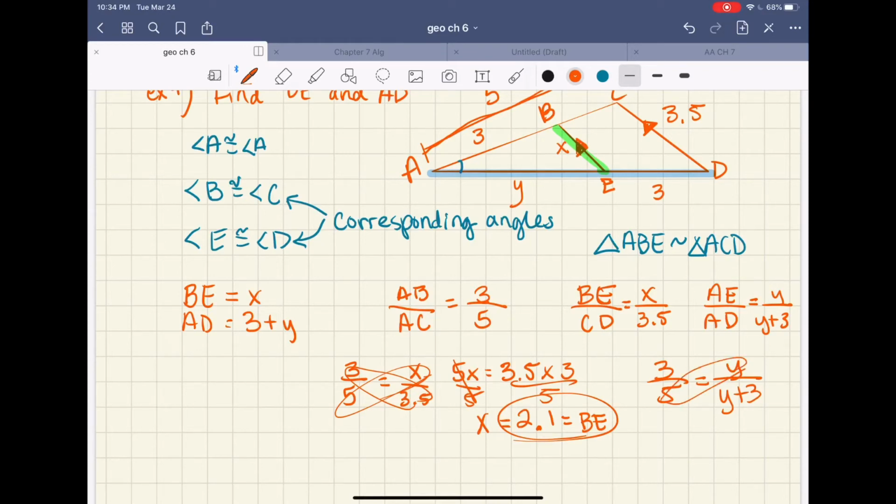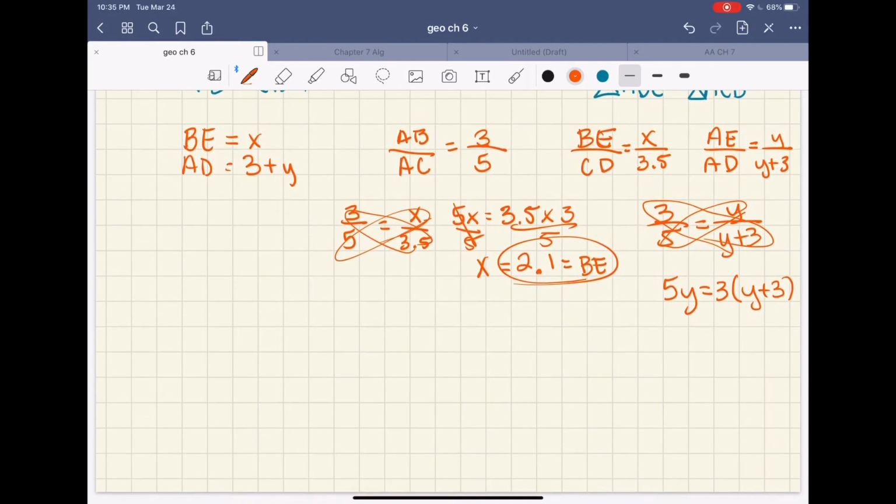The next one is 3/5 has to be proportional to Y over Y plus 3. So we're going to do the same situation here. 5y equals 3 times (y plus 3). You'll be really sad if you don't distribute properly, so make sure you've got that under control. 5y equals 3y plus 9. Subtract 3y, and you get 2y equals 9. Divide by 2, divide by 2, y equals 4.5.